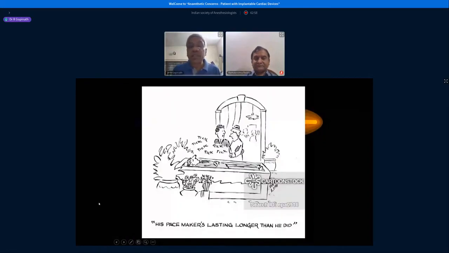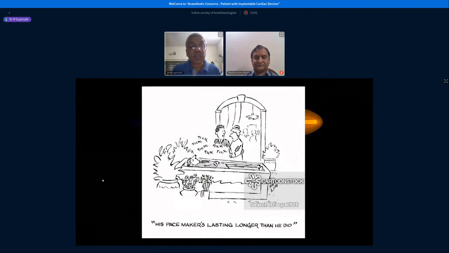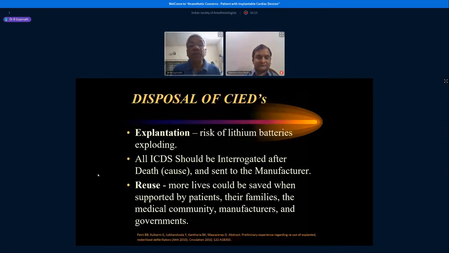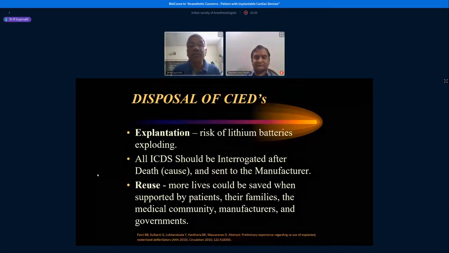Finally, we must understand that even in the presence of a pacemaker, death can happen, and these devices may continue to function. This could be for various reasons. So how do you dispose of these devices in case a patient is deceased? The basic problem is that the lithium batteries can explode if these patients are cremated. If they are buried, it's all right, but there is a risk of explosion with lithium batteries.